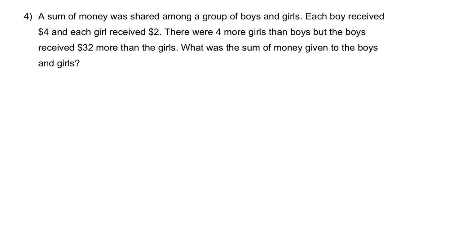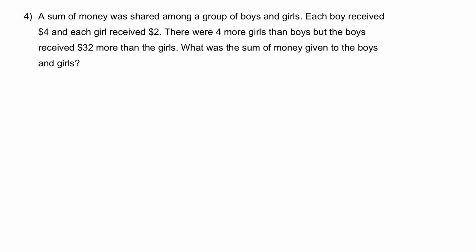Question 4. A sum of money was shared among a group of boys and girls. Each boy received $4 and each girl received $2. There were 4 more girls than boys, but the boys received $32 more than the girls. What was the sum of money given to the boys and girls? Again, seems like a lot of information to process, but it's okay.